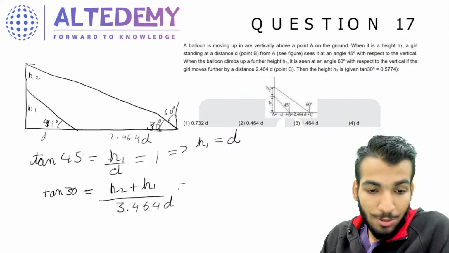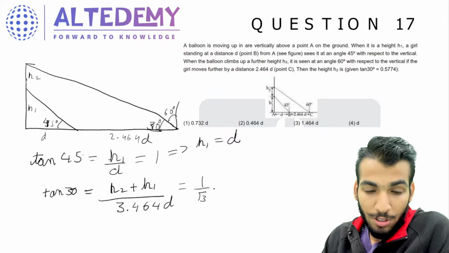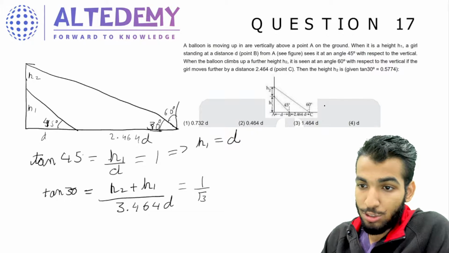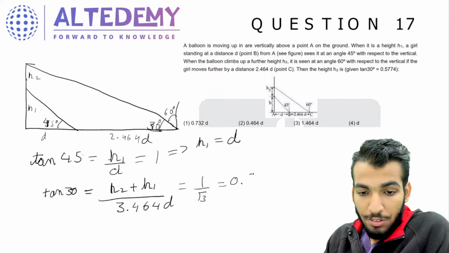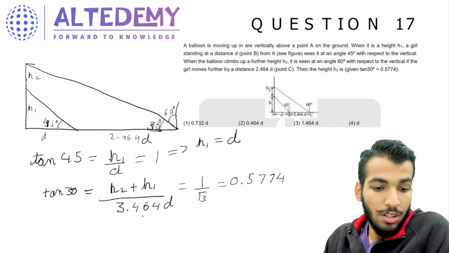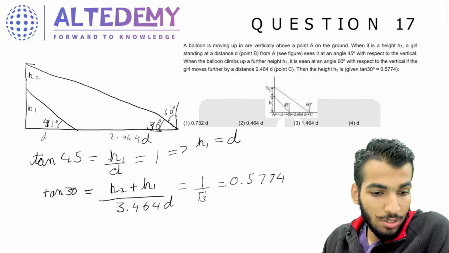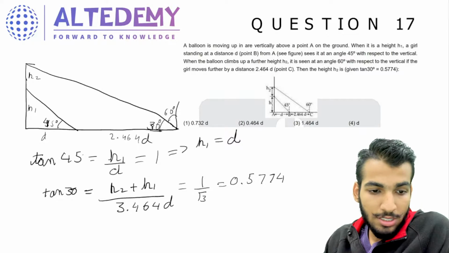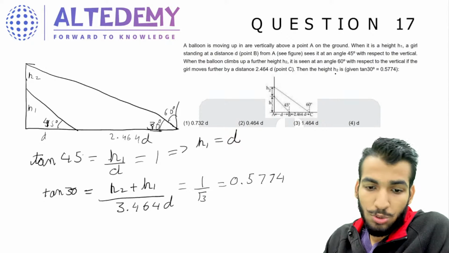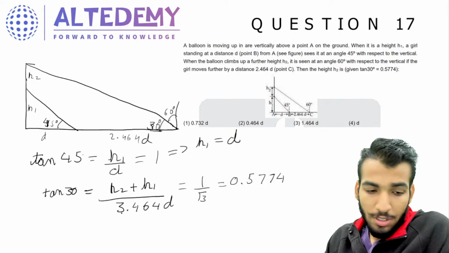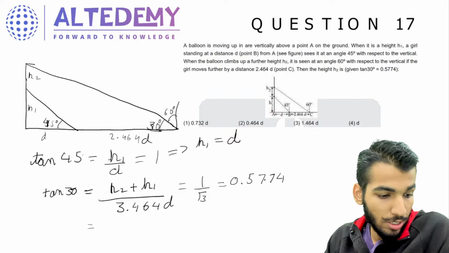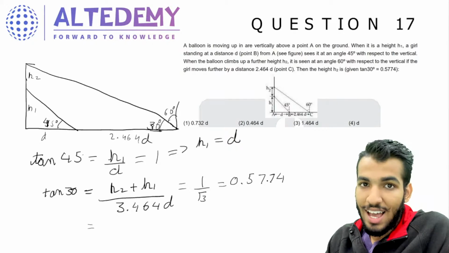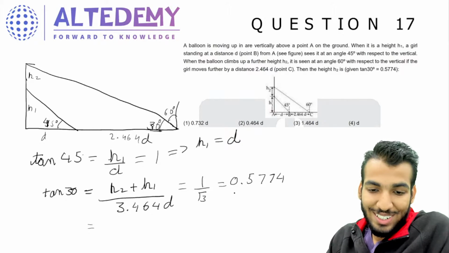So this shall be equal to 1 by root 3, and we all know 1 by root 3 is equal to 0.5774, right? So h2 plus h1, that is this. They need us to find h2. This is pretty easy because h1 equals d, right? Let's just write it down again. Transfer this over here. Yeah, I was right.